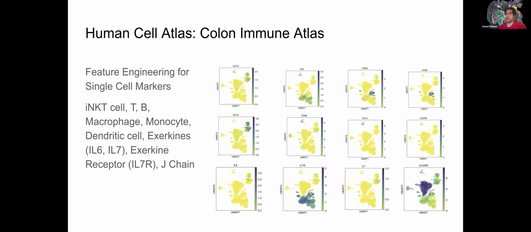So we can see different clusters, these different feature engineered single cell markers with CD1D, and then CD4, CD8, and CD19, CD68, CD14, and CD209. So these are all immune cell markers. But I wanted to focus on the first one here in the top cluster and then the top right cluster, where we can see this CD1D, which is an invariant natural killer T cell.